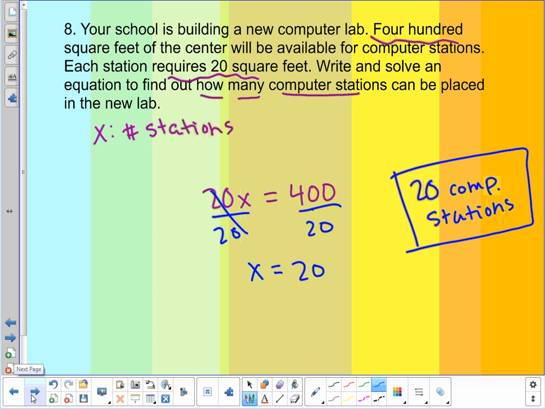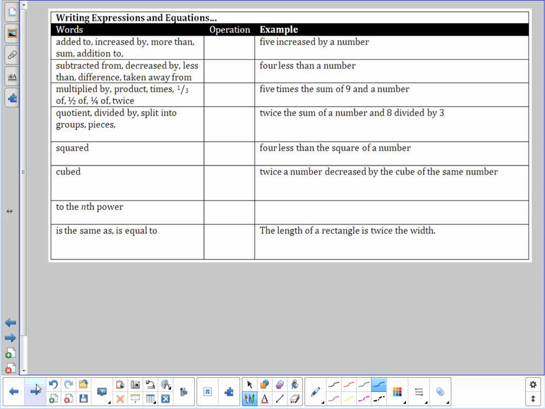All right, so now let's go into some words that translate into certain expressions so that we can help solve these word problems a little easier. In this table, we're going to fill in all of these operations that translate into these words, or that these words translate into, and then we're going to just see a little example. So the first one, added to, increased by, more than, sum, addition to, that all means add. And then if I looked at the expression 5 increased by a number, that's 5 plus some number we could call x.